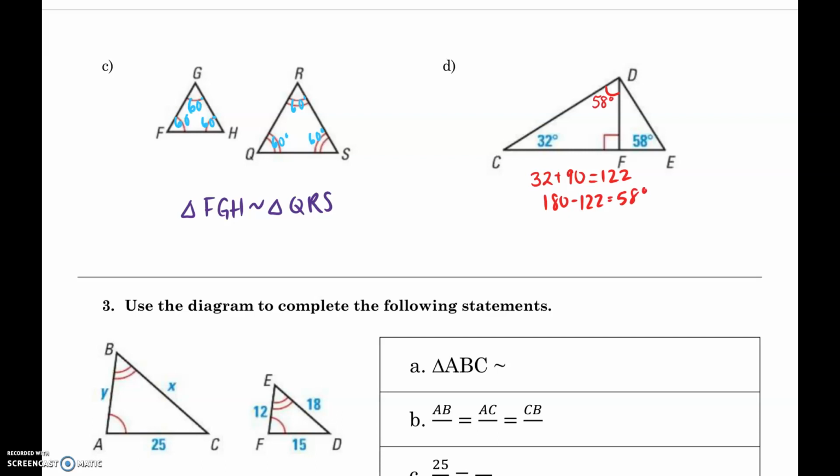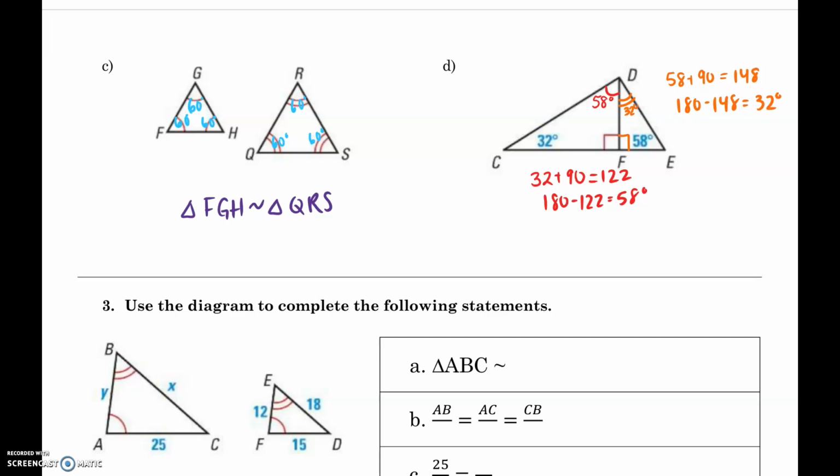And then same thing for the measure of angle FDE. I'm going to do 58 plus 90, because I know that this is also a right angle here. And I'm going to get 148. And then if I do 180 minus 148, I get 32 degrees. So I know that this angle here is 32 degrees.